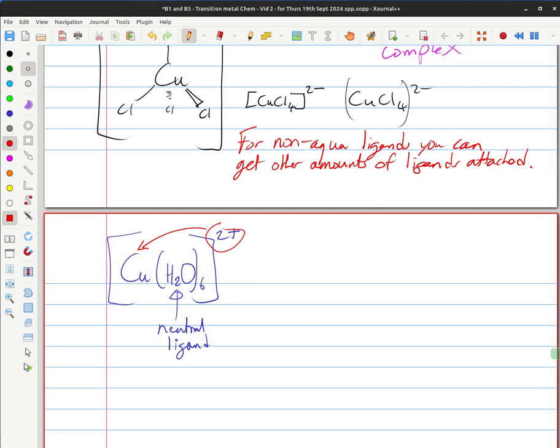Okay, so anyway, we have this complex. It's a 2 plus charge complex, and you need to know the colors of these things. This is blue. You'll see a blue solution because it's an aqua complex. It's dissolved in water. Let's put the aq symbol in.